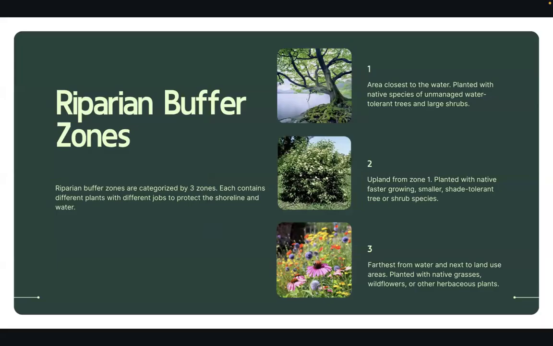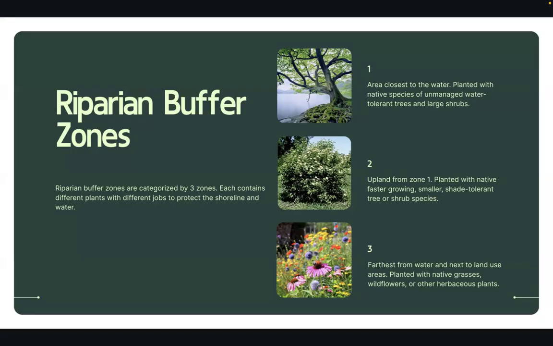First, we need to break the whole strip down into three zones, 1, 2, and 3. Each zone has different jobs that help do what we just discussed: reduce water runoff, prevent erosion, and support healthy habitats. So Zone 1 is the area closest to the water, and they have native species of unmanaged, water-tolerant trees and large shrubs. For this zone, we typically want the plants up to 15 feet from the water's edge. Zone 2 should be upland from Zone 1 and 20 to 60 feet in width.